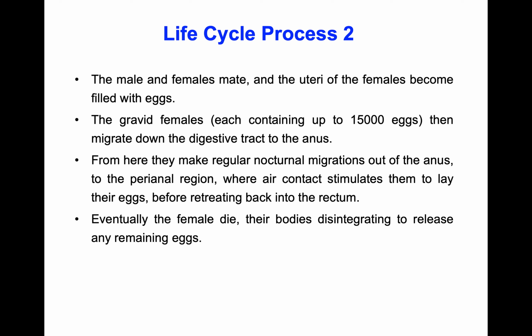When the male and the female mate, the ovary of the female becomes filled with the eggs. The gravid female then migrates down the digestive tract to the anus, and from there they make regular nocturnal migration out of the anus to the perineal area, where air contact stimulates them to lay their eggs before retreating back into the rectum. Eventually, the female will die.